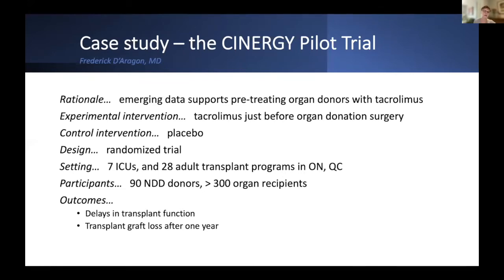The participants will be 90 neurologically deceased organ donors in these 7 ICUs, and then 300 or more organ recipients at all of the adult transplant programs across the 2 provinces. And the outcomes of interest are looking at the effect of this donor tacrolimus on recipient transplant function in the early postoperative period and also at 1 year. And our goal is to administer a medication that is going to improve transplant function right after transplantation occurs and also as far out as 1 year.